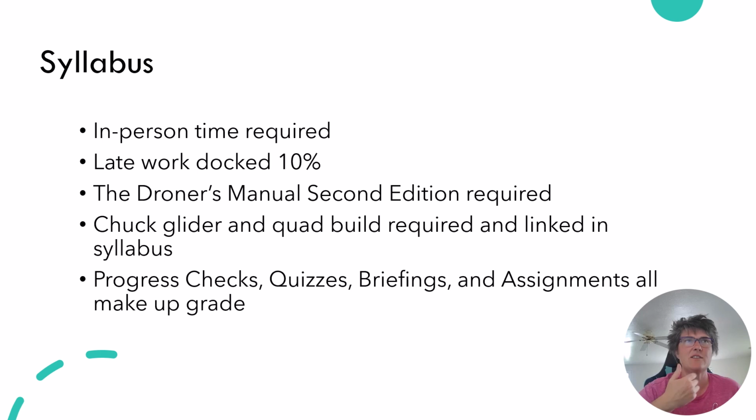Droner's Manual 2nd edition is required. Chuck Glider and a quad build are required, and they are linked in the syllabus. The bulk of the class is progress checks. That's the biggest percentage of your grade. Quizzes, briefings, and assignments. And pay attention to the syllabus. I know it's hard to read through the whole thing, but it definitely goes over what the expectations and requirements are. And then focus on your modules.